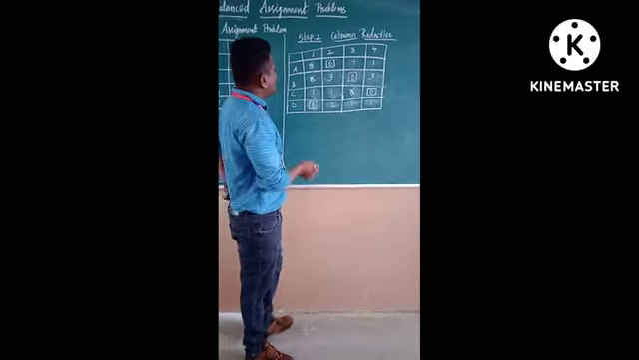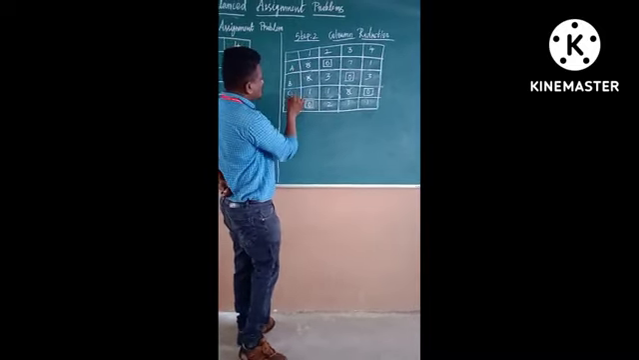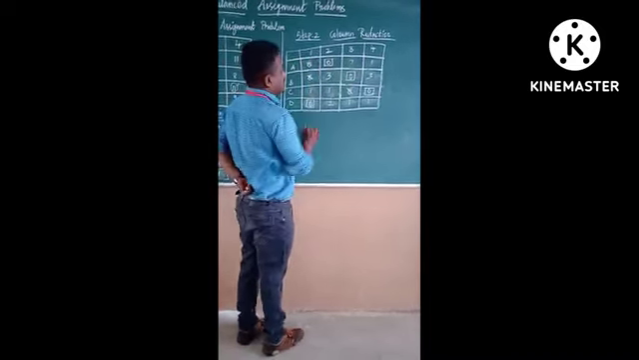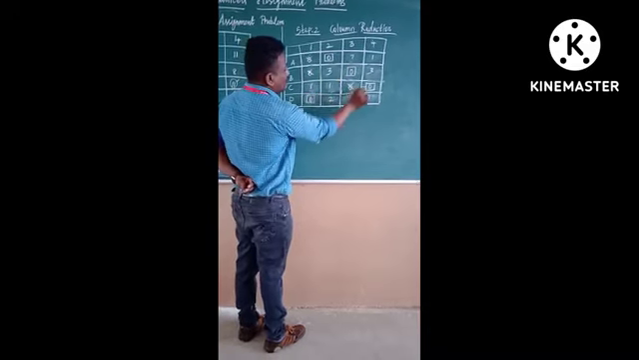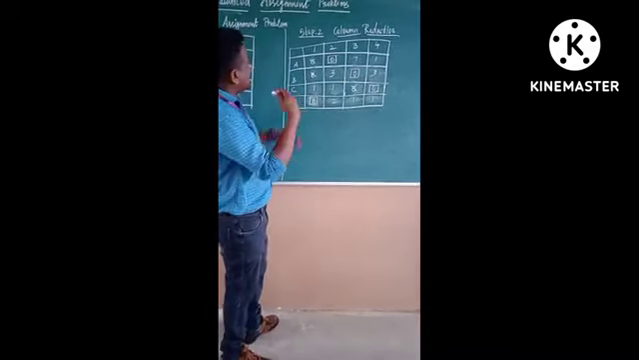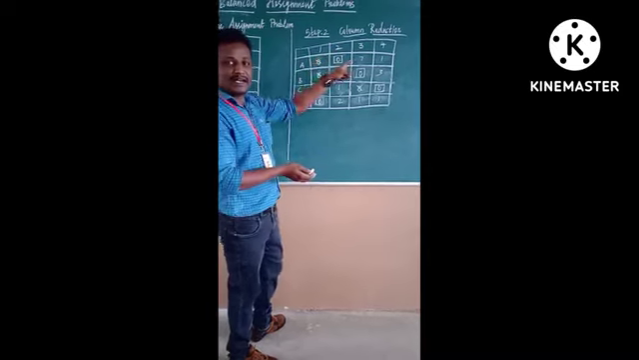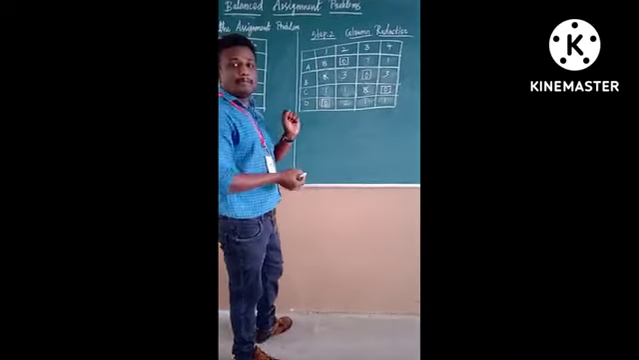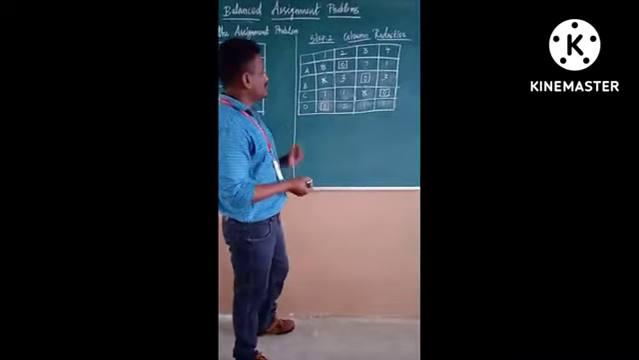Now look here. There are 4 jobs and 4 persons. 4 jobs: 1, 2, 3, 4. The 4 jobs have been assigned to the persons. Now we have to find out the minimum cost. What is the minimum cost?